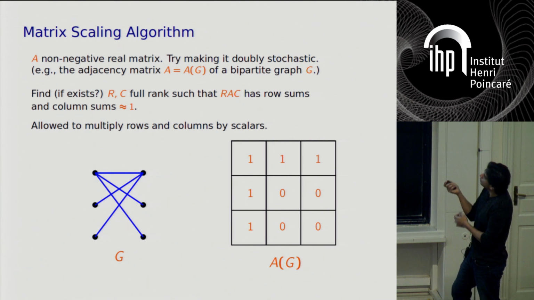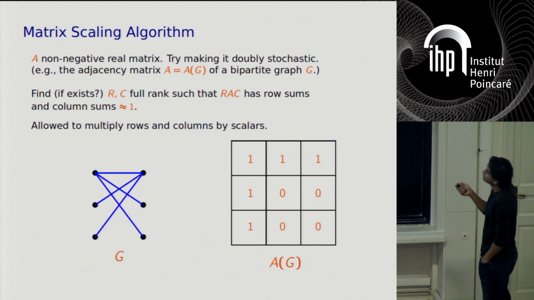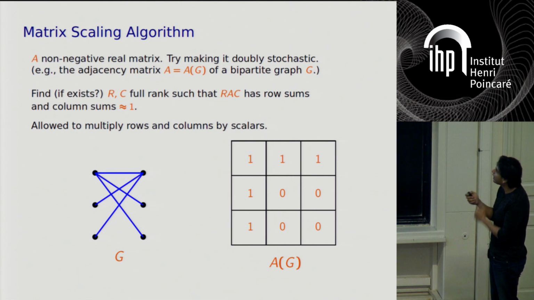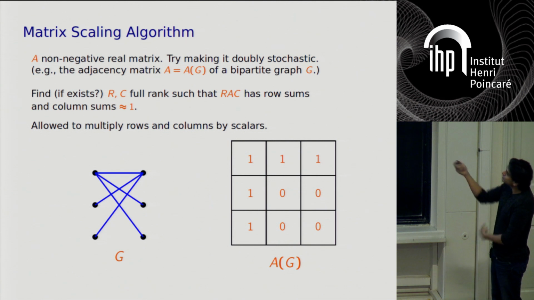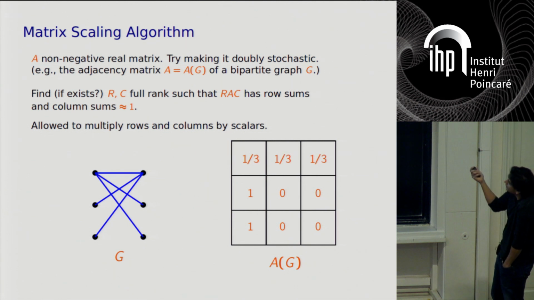Since it's n by n, I want both row and column sums to be 1, and I do the most naive thing possible. I just multiply the rows by some scalar to normalize the sums, and then see what happens. So I start off with this, and now I normalize all the row sums. So this is what I get.